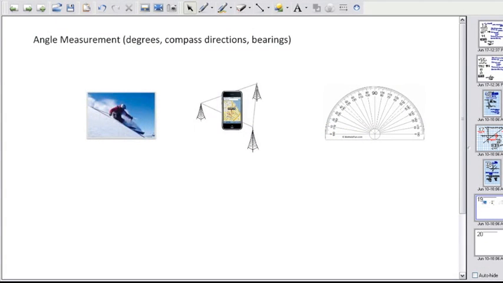I want to talk about angular measurement, in other words, measuring angles themselves. We're going to be talking about them in degrees, also compass directions, and also bearings. Just to explain quickly where this stuff comes in.